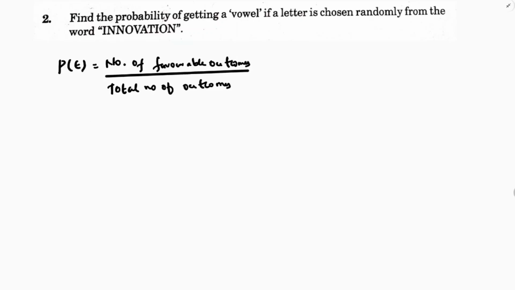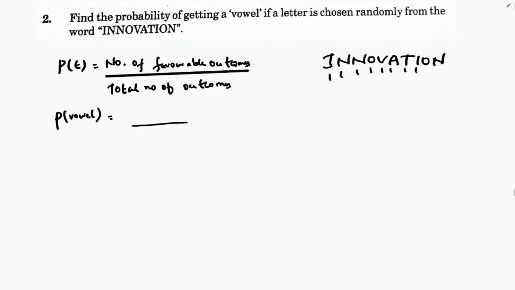So here we need the probability of getting a vowel, so total outcomes here, if you count, the word innovation, I N N O V A T I O N, 1, 2, 3, 4, 5, 6, 7, 8, 9, 10. So total 10 letters. So total number of outcomes are 10.